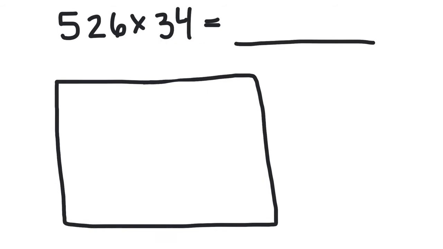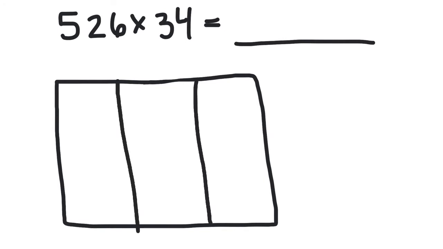With the box method or the area model, we're going to start with a box, and we need to separate it into the correct number of sections. Since we have a 3-digit number first, I'm going to create 3 sections going across. And then for our 2-digit number, I'll create 2 sections going down.